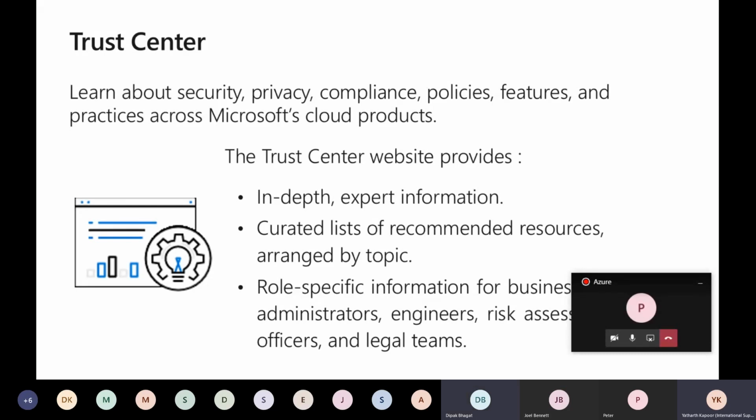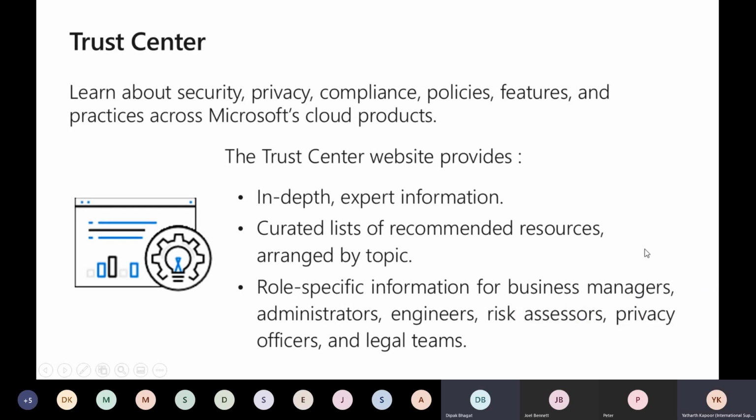Yes. Yatharth, can you minimize the window, please? Yeah, this one. Can you minimize that, please? Thank you.